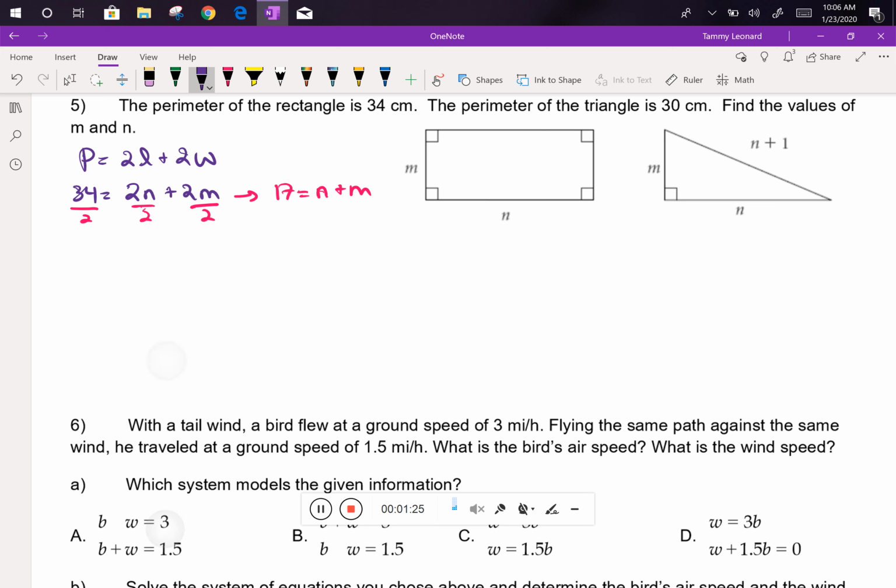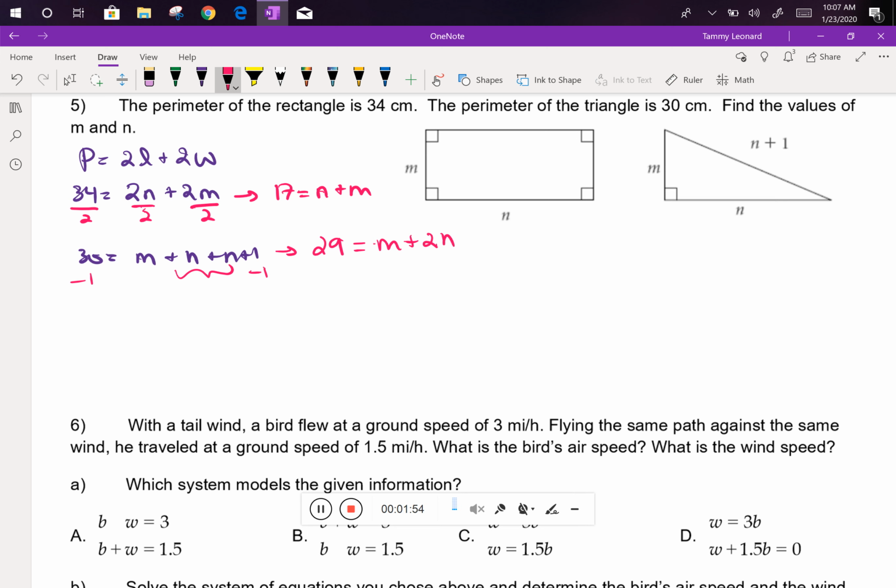So if the perimeter is 30, that's going to be equal to m plus n plus n plus 1, because we're adding up all those sides. And if we simplify this formula, similar to the way we simplified the other one, we could subtract that 1 from each side, and we could combine these like terms, and we would have an equation that says 29 equals m plus 2n.